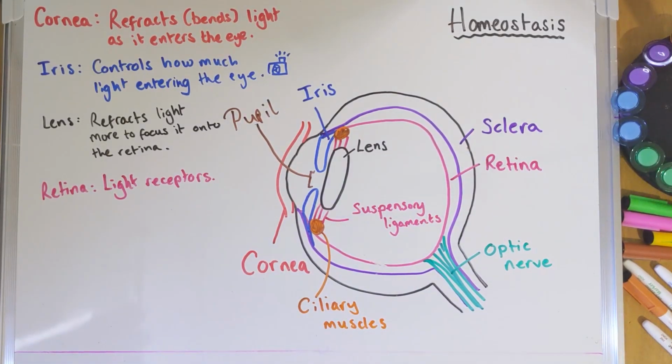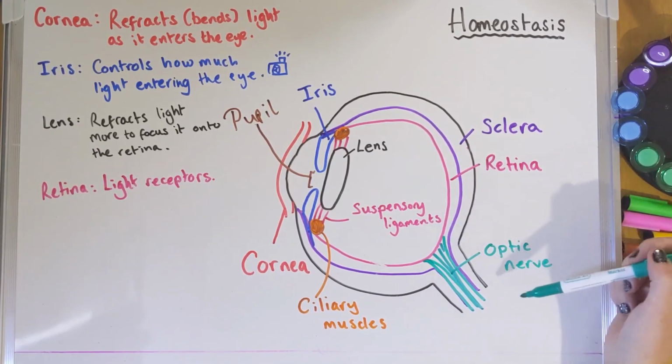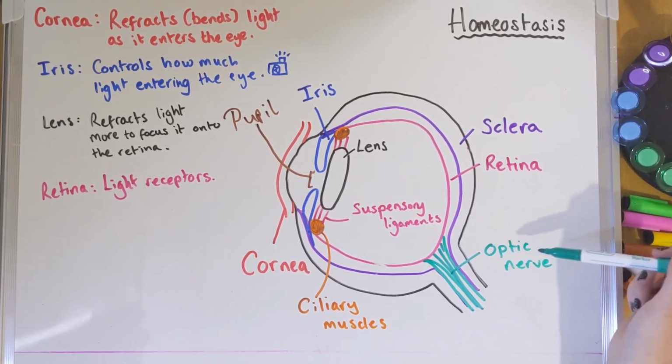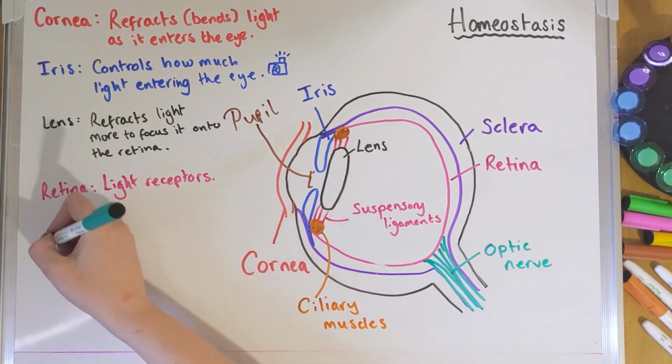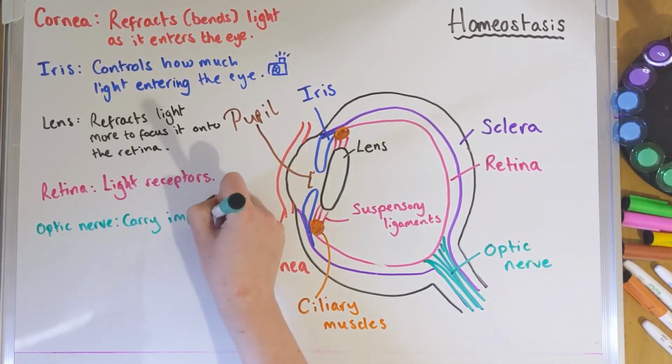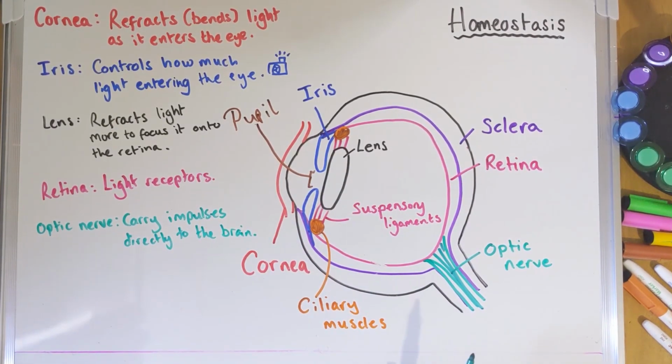Okay, next is the optic nerve. That is just, as the name suggests, a large nerve that connects your optic. So optic just talks about sight, so your eye directly to the brain. That would of course make the optic nerve which type of neuron? That's right, sensory neuron.